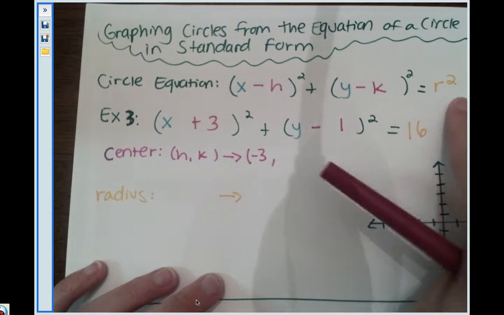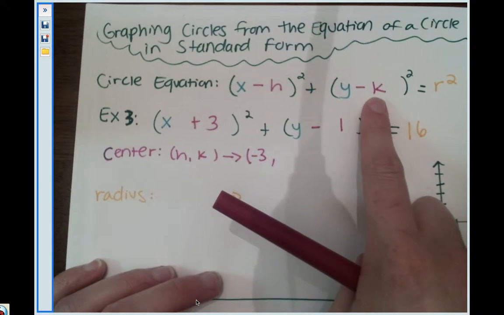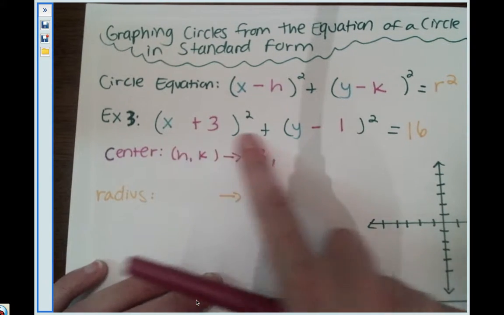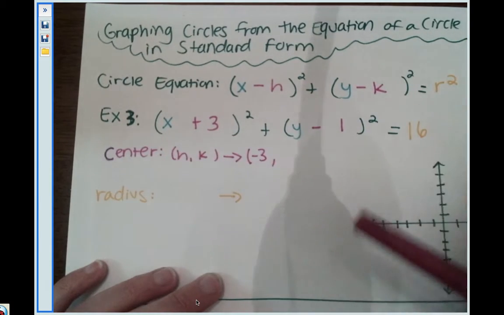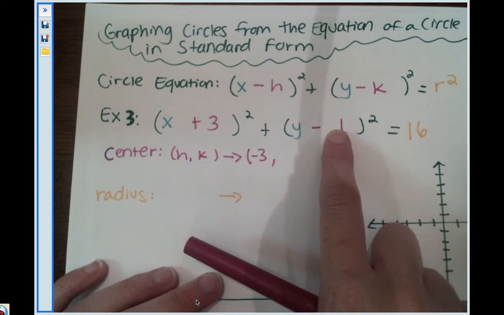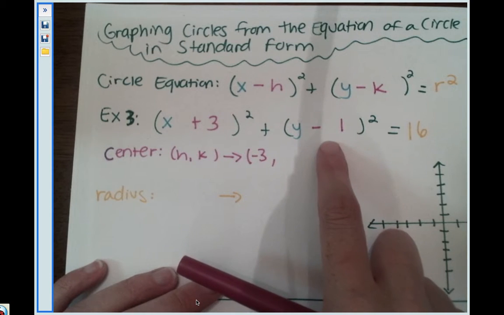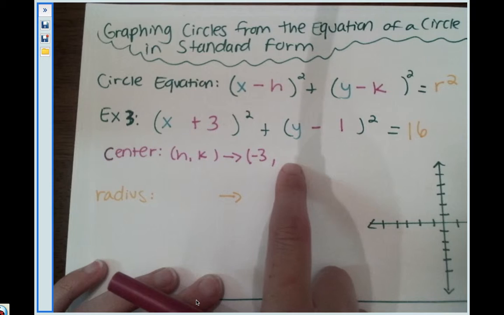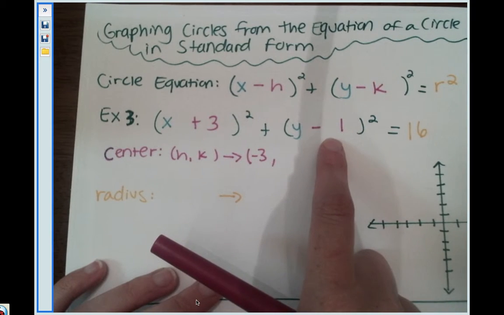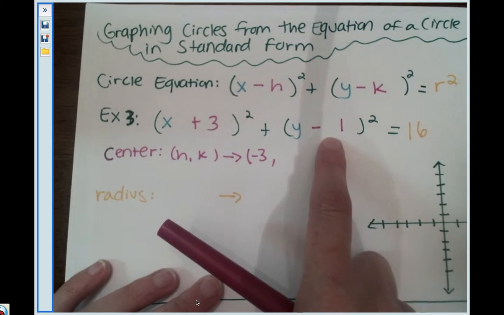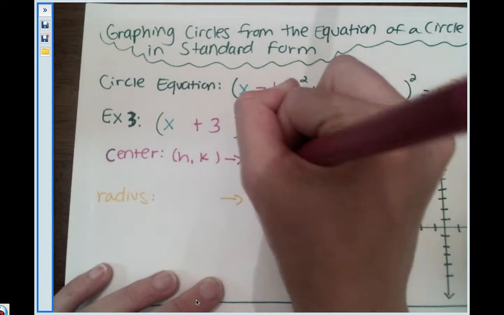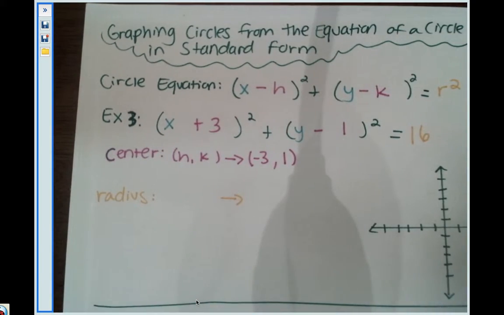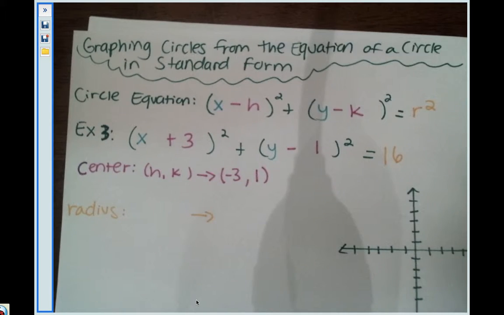Then k is whatever's added or subtracted to the y. Which one of these values is my k value? You guys are correct, it is negative 1. But don't forget, in here, it's the opposite of that value. So since that's the negative 1, what is the opposite of negative 1? It is positive 1. You guys are on a roll. You are so smart.